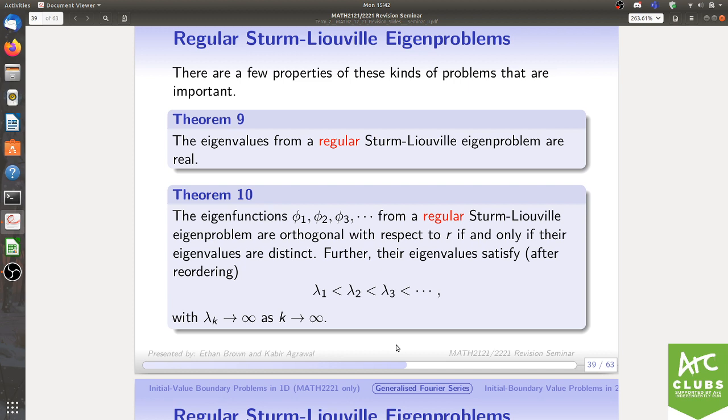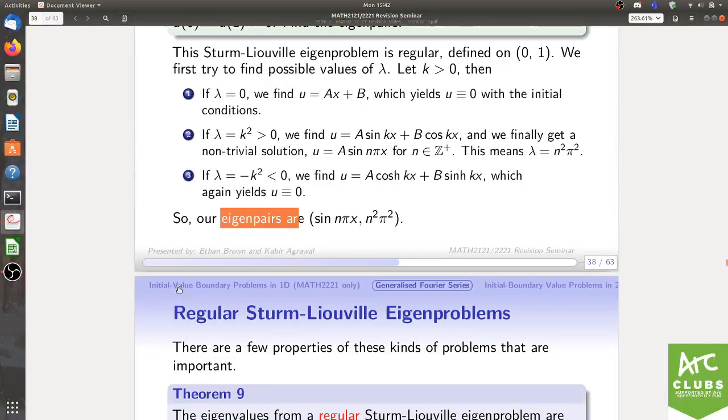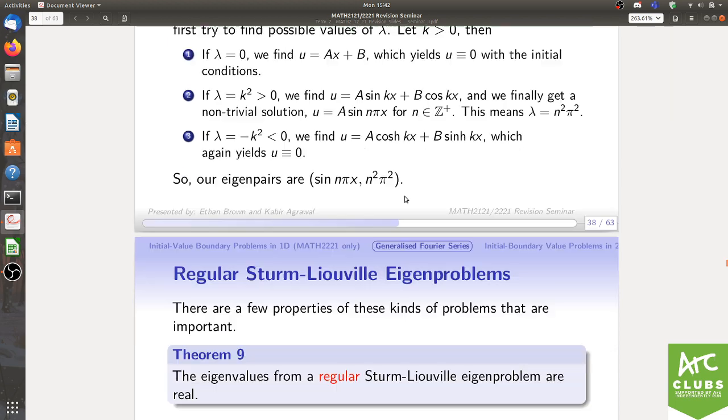So we can consider this process of reordering just to make our lives easier, so that we consider a strictly increasing sequence of eigenvalues and their associated eigenfunctions, just to make it easy to interpret. And what ends up happening is that the eigenvalues end up blowing off to infinity. In other words, lambda k approaches infinity as k approaches infinity. In the previous example, as n goes to infinity, n squared pi squared goes to infinity.